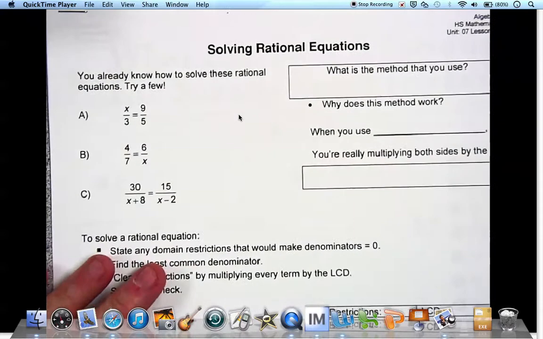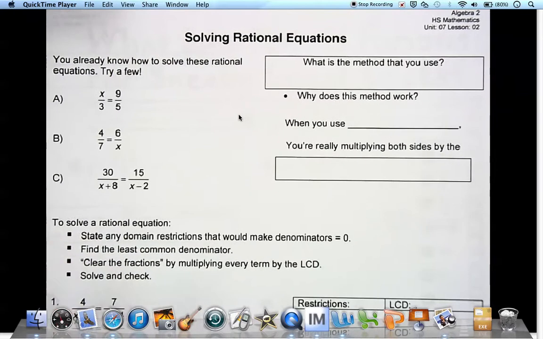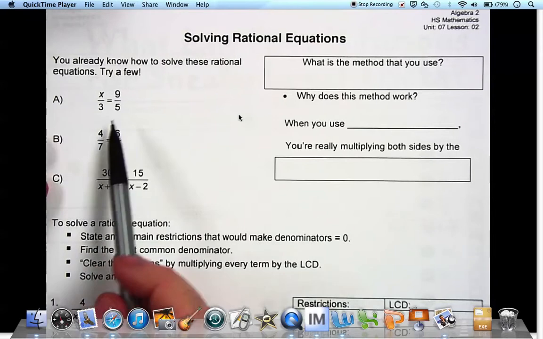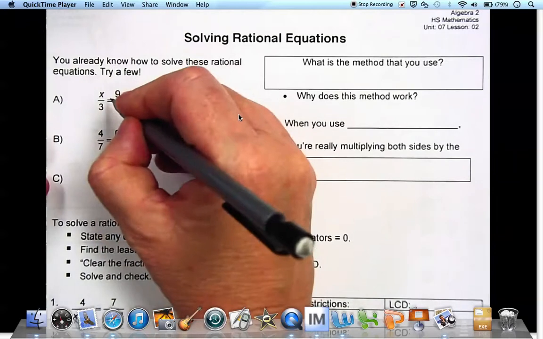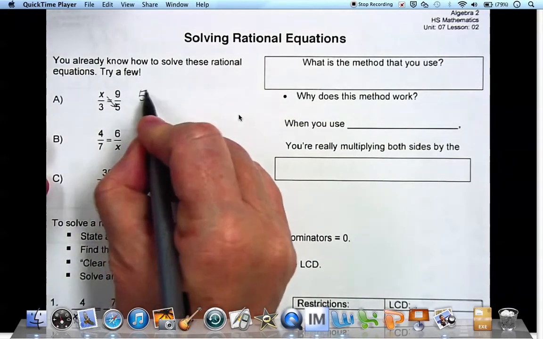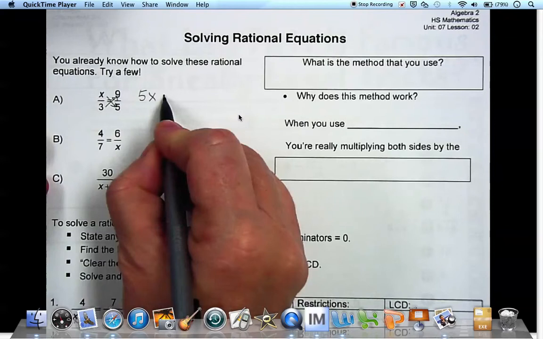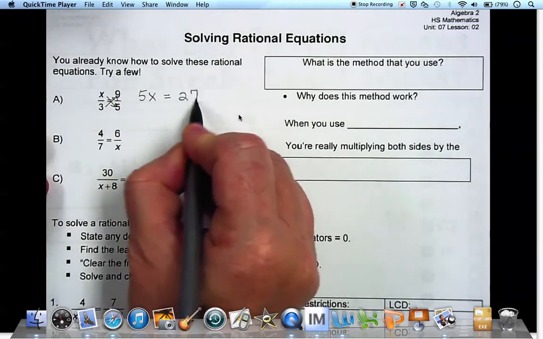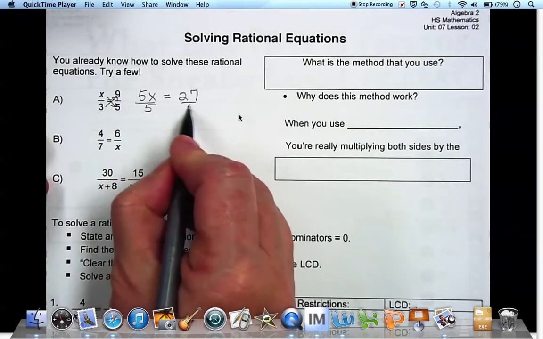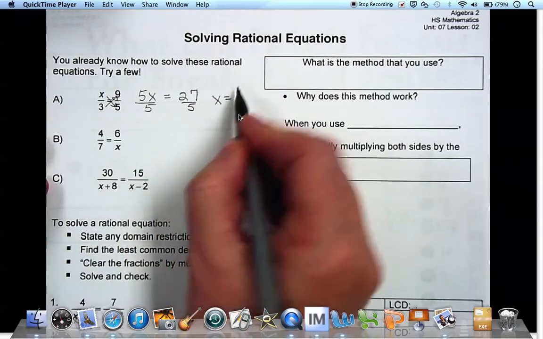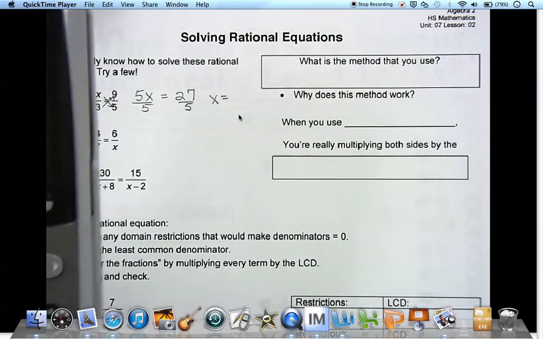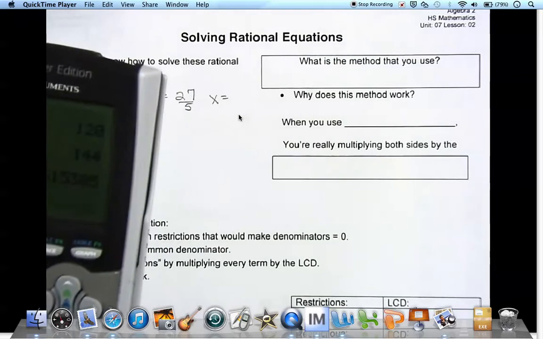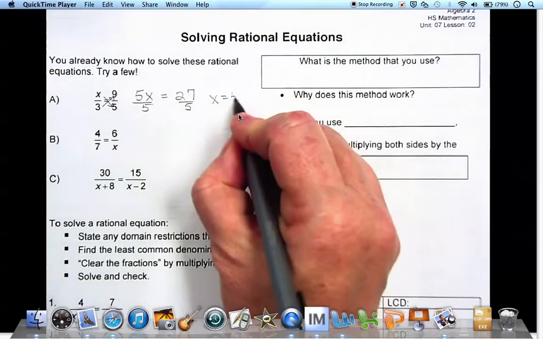Right. Solving rational equations. You already know how to solve these. We've done this before. We're going to use cross multiplication, so we'll cross multiply: x times 5 is 5x, 3 times 9 would equal 27. And then divide by 5, and x equals whatever 27 divided by 5 is. See, 27 divided by 5 would be 5.4.